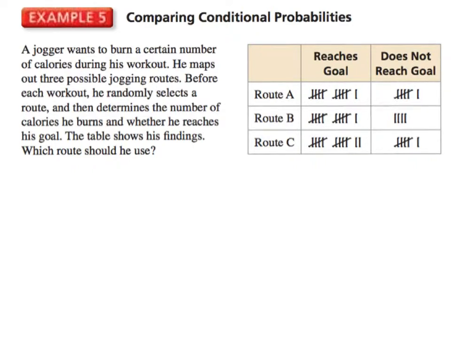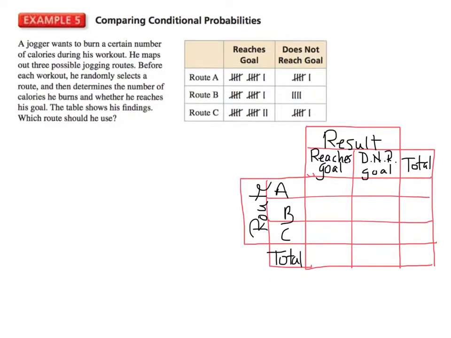A jogger wants to burn a certain number of calories during his workout. He maps out 3 possible jogging routes. Before each workout, he randomly selects a route and then determines the number of calories he burns and whether he reaches his goal. The table shows his findings. Which route should he use? Well, let's start by making our chart. So here's our chart. We have result and route, whether or not he reached his goal, did not, and A, B, C.